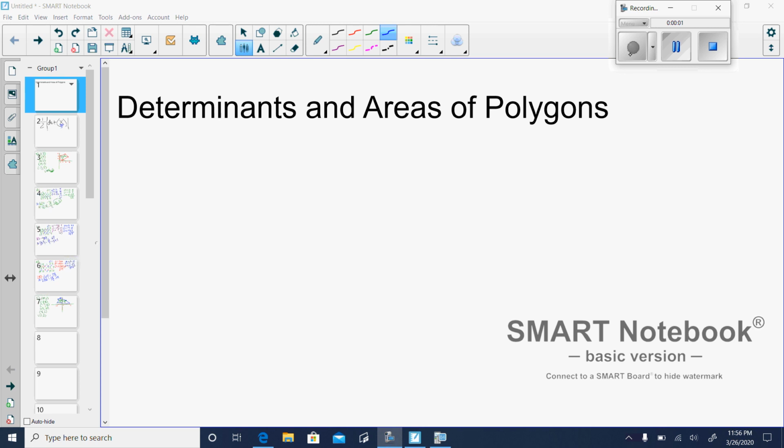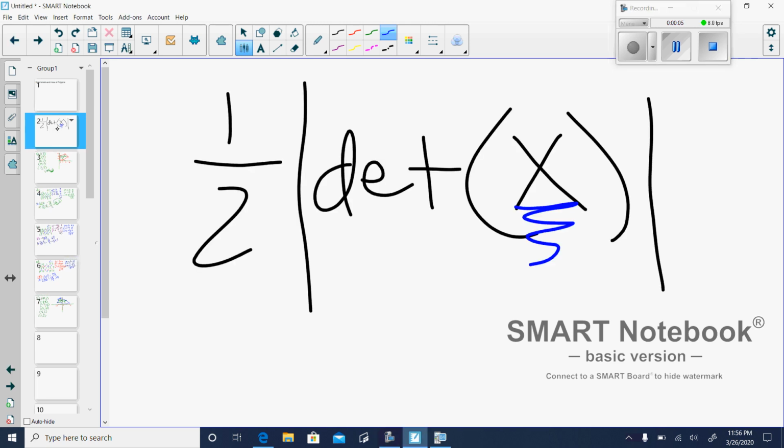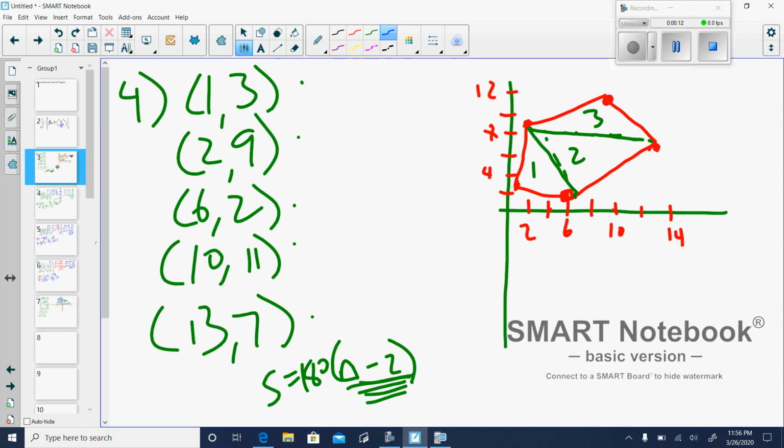Okay guys, we're going to go through problems 4 and 5 on determinants and areas of polygons. This is the equation we're going to be using once again to finish these problems. So what you'll notice on number 4 is that we have 5 points. Each of these points represents a vertex.